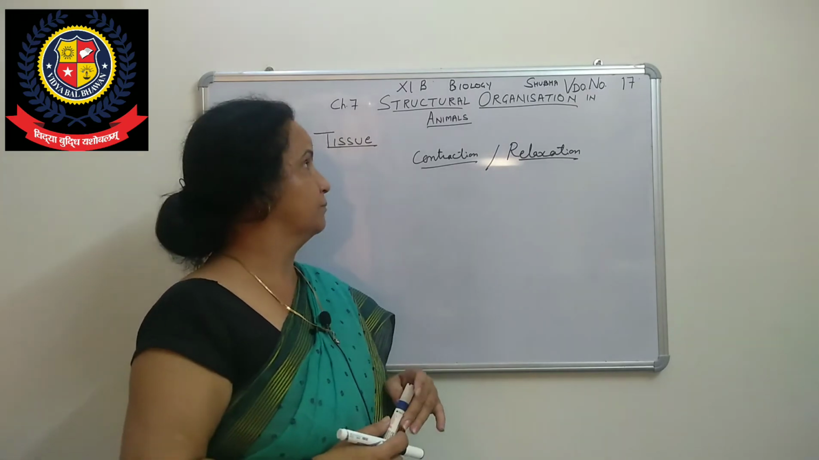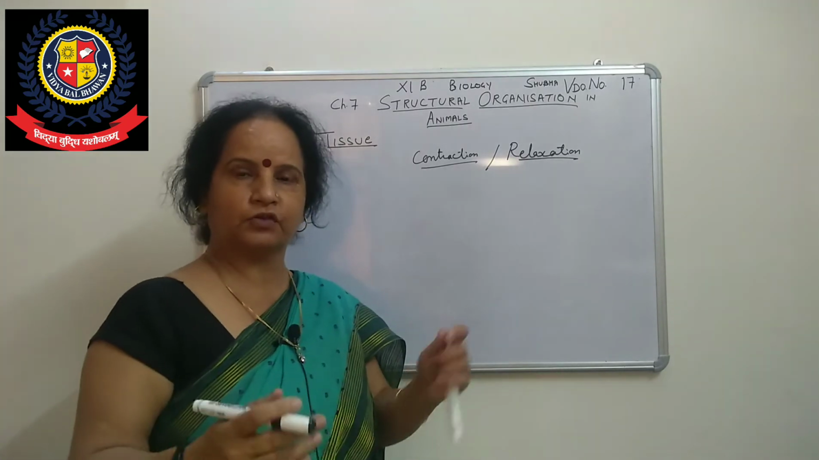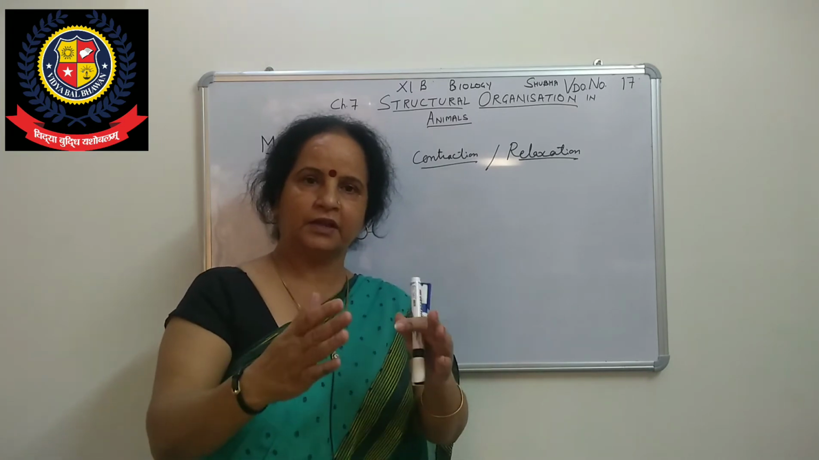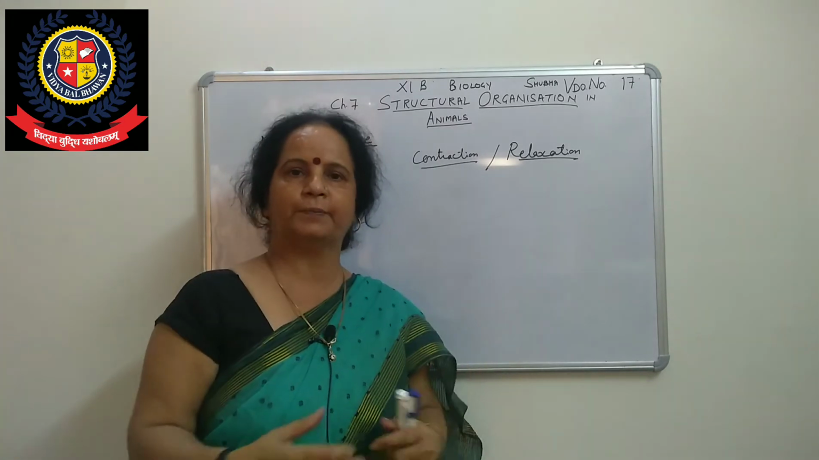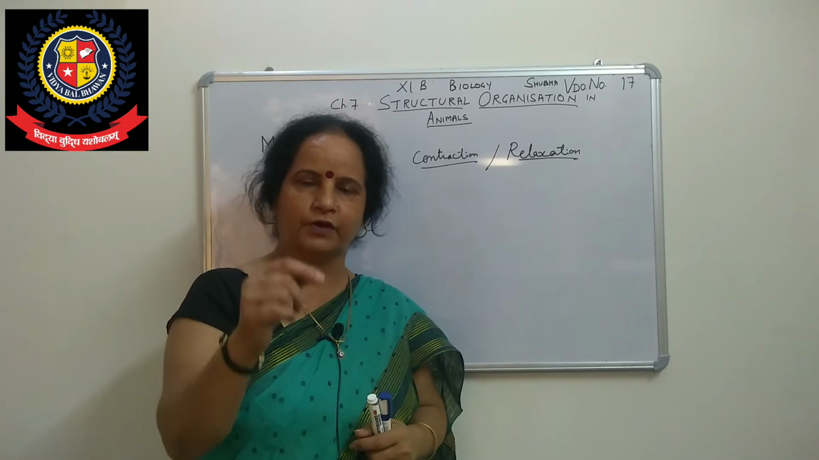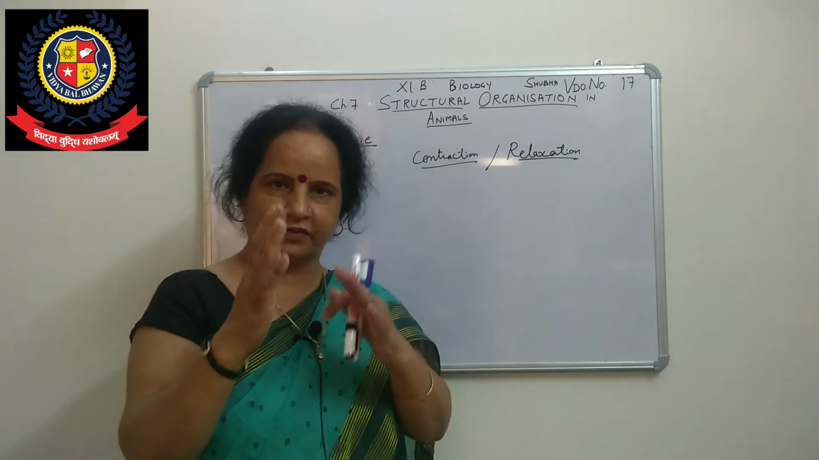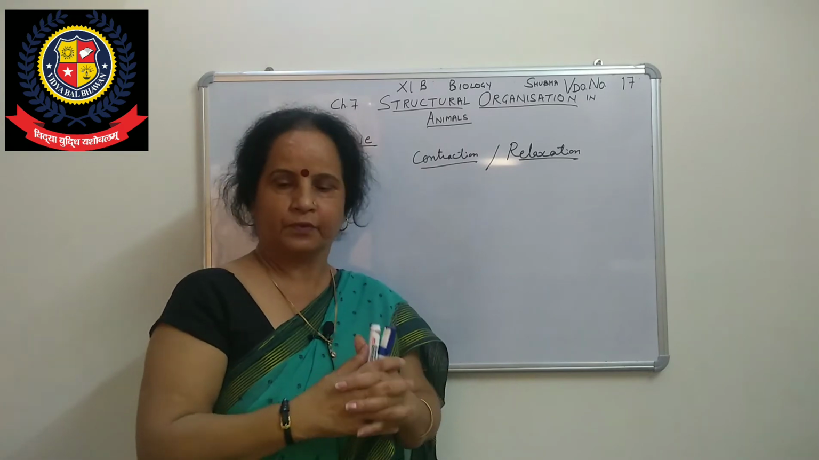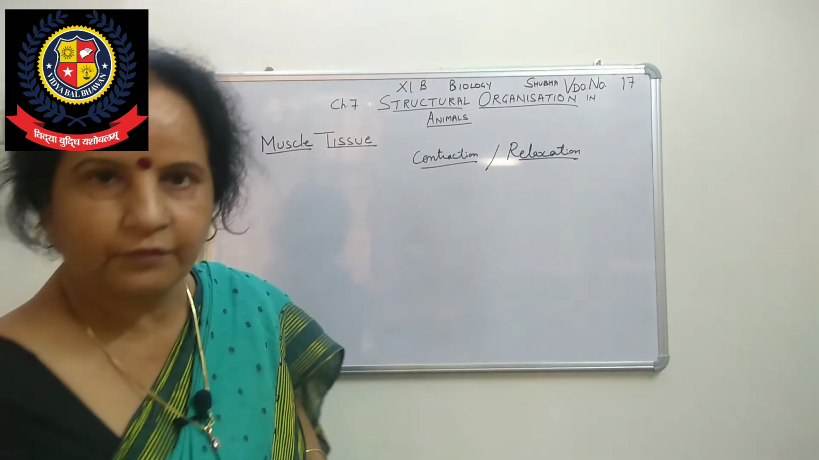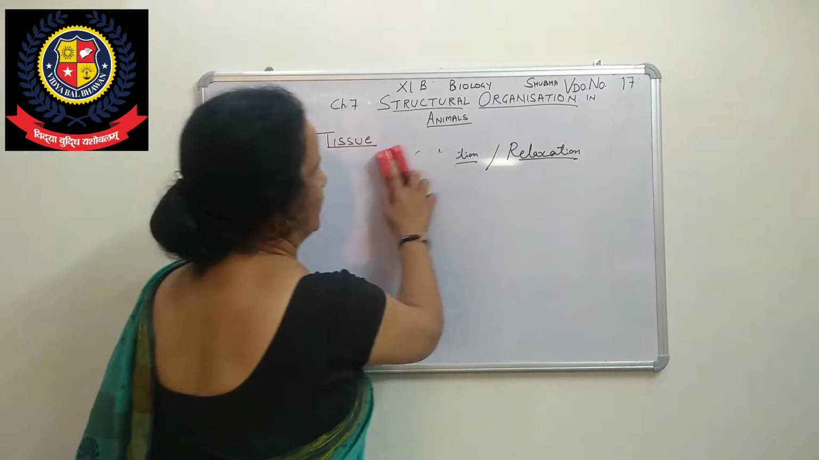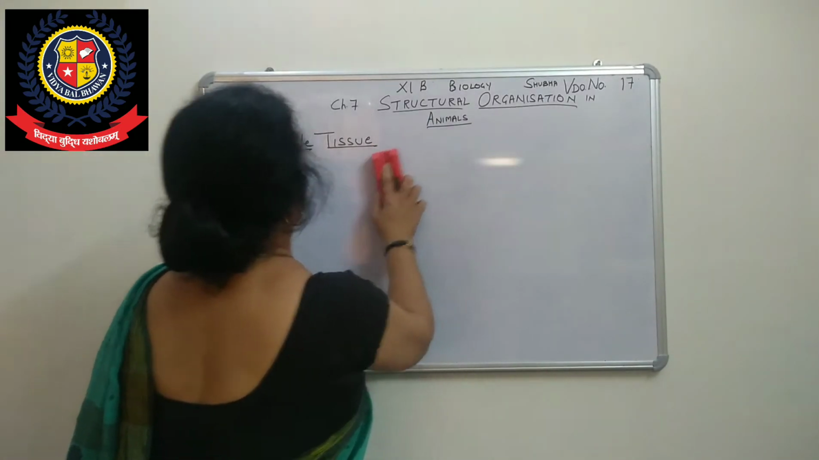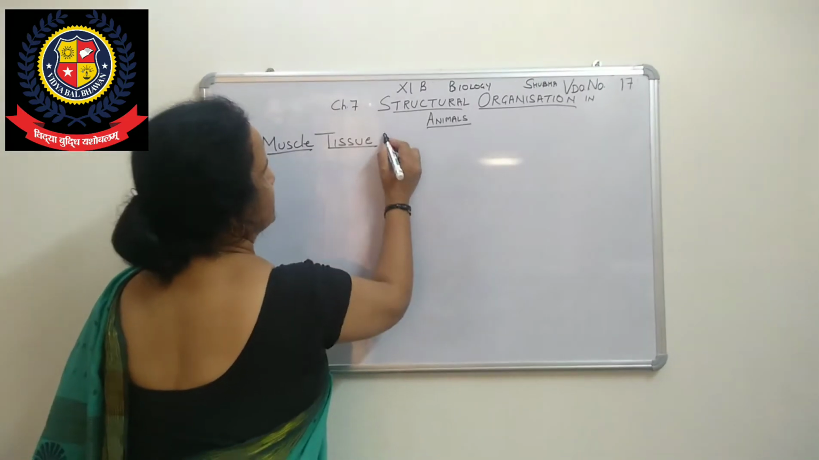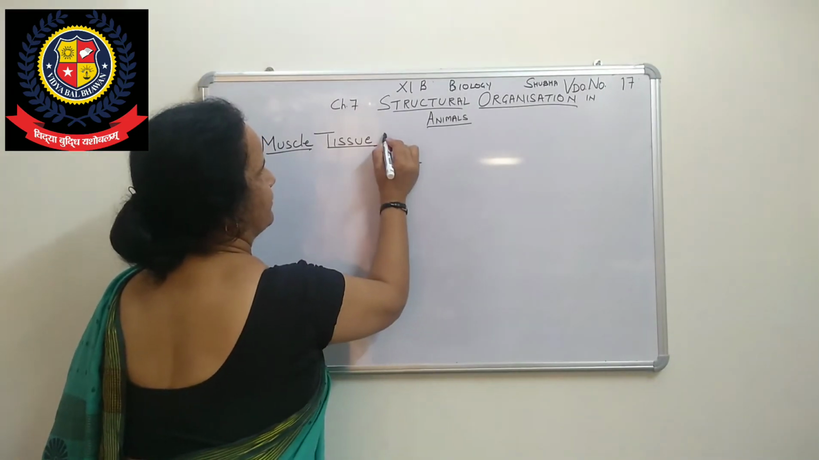Now let's see how many types of muscle tissue there are. These types of muscles are present in different parts of our body. So we will see the structure, function, location and types. First of all, in muscle tissue, there are 3 types. I am writing them here because we will take them one by one.